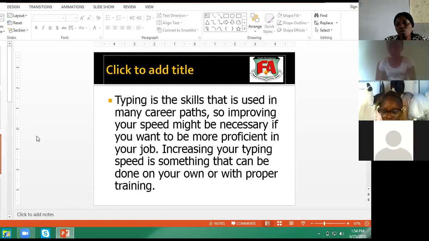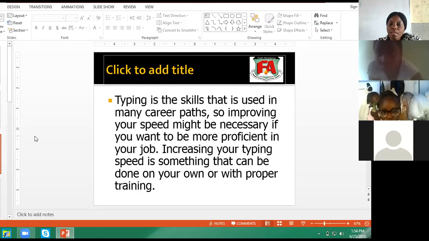Okay. So typing is a skill that is used in many career paths. These days is an internet age. There's no career that one is in that you do not use the computer, or that you do not come across the computer. Even the way we are in class now, you are using your what? Computer. So it's a skill that is used in many career paths.